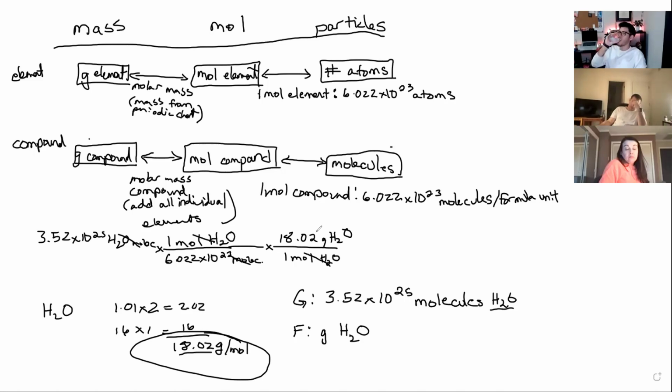58, yep. Okay, looks like I did it correctly. All right, so we've got 3 significant figures in the given information. So I'm going to round this to 1,050. And the unit on this is going to be grams of H2O.